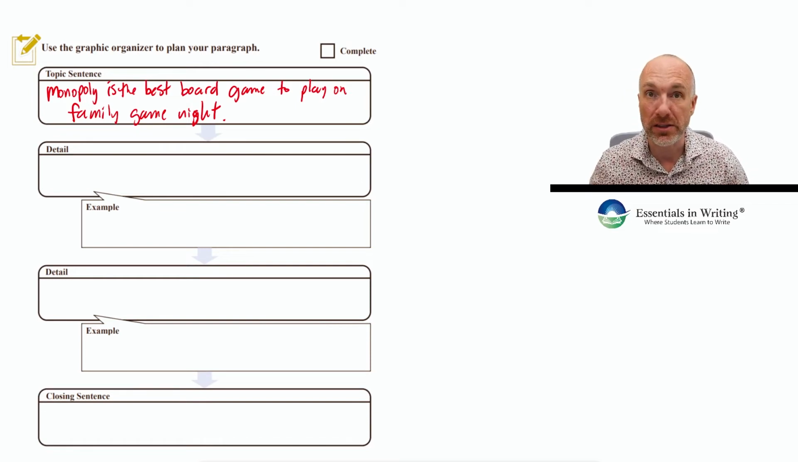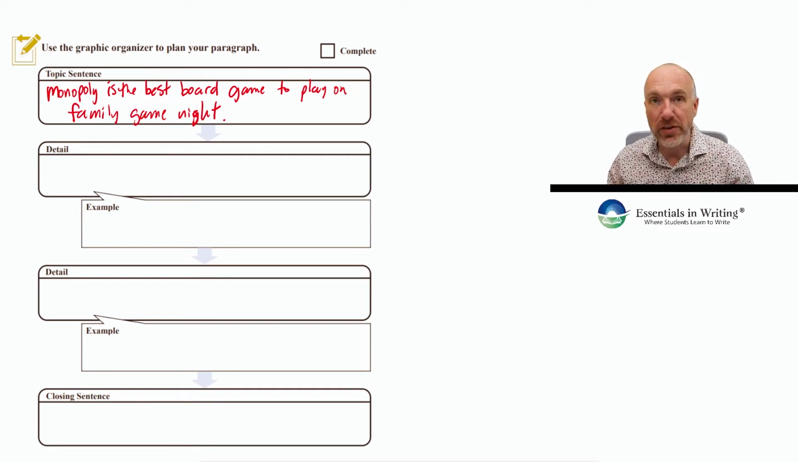I've already written in my topic sentence. I did not have to write it in a complete sentence. So if you want to write Monopoly, or excuse me, Skip-Bo, best card game, family game night, that's fine, because this is just a planner. This is just organizing thoughts, and I will not write incomplete sentences on the rest of this, okay? So we will do that in the draft. So I just want you to know either is fine.